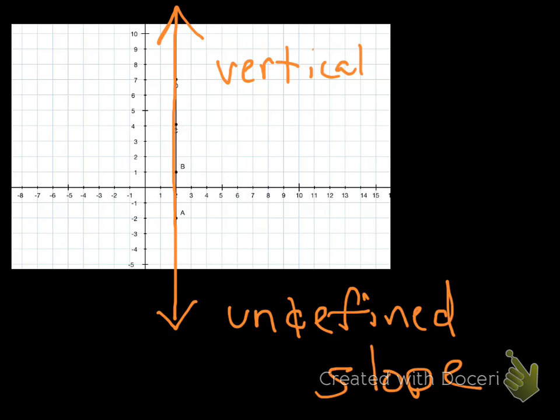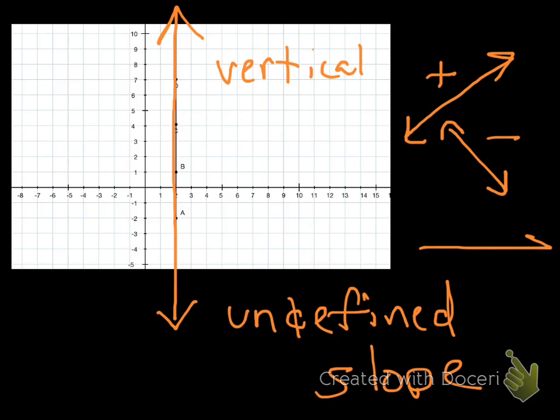Let's just remember that if you have something going this way, it's positive. If it's going this way, it's negative. If it's horizontal, it's 0. And if it's vertical, it's undefined.